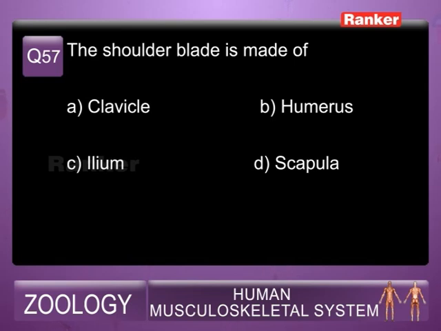57th is here for you. I shall read out. The shoulder blade is made of A, clavicle, B, humerus, C, ilium, D, scapula. The shoulder blade is also called scapula. So the answer is D.